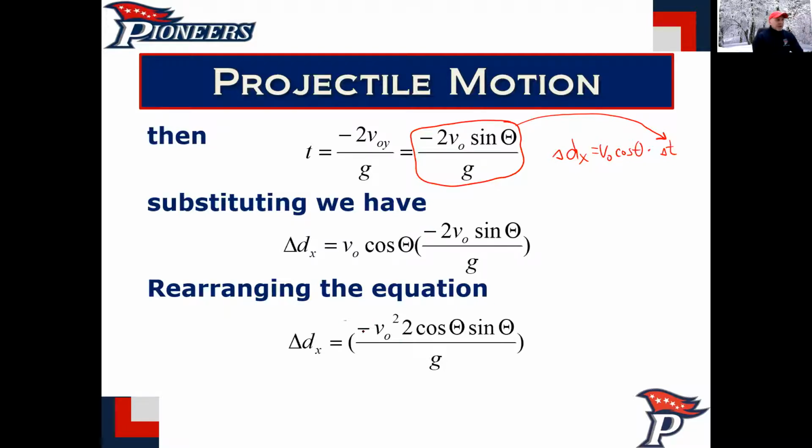There's a negative sign there, so I put it out front. There's an initial velocity and an initial velocity. Multiplying them, we get v naught squared. I have 2 cosine, sine. I have g on the bottom. Now, the last thing we can do to simplify this is we can take that, and in your trig class, whether you're in trig now or you've taken it, you will have learned that this is one of those double angle identities.